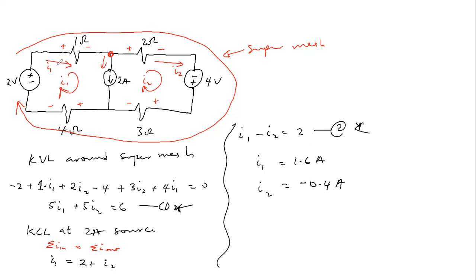Note that the I1 mesh current is in the same direction, while the I2 mesh current is in the same direction with I2. So we have something good here. I think that's about it.